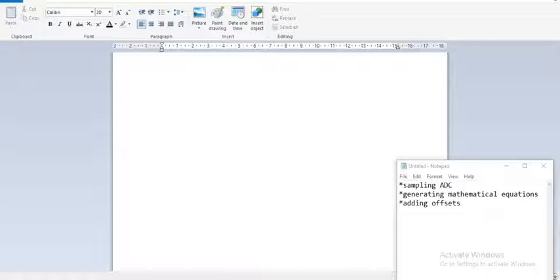So, I would like to present something this morning for our campaign. We'll be looking at some topics from the campaign: sampling ADC, generating mathematical equations, adding offsets. There are some problems that you encounter when you are programming.